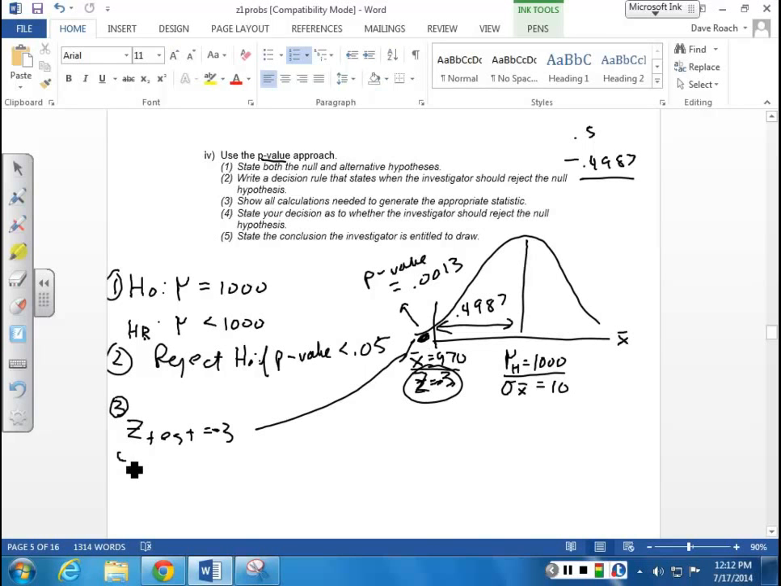Our decision: we said we would reject H0 if the p-value was less than 0.05. I'm sorry, the p-value is equal to 0.0013, which is less than 0.05. Therefore, we reject the null hypothesis. Conclude.